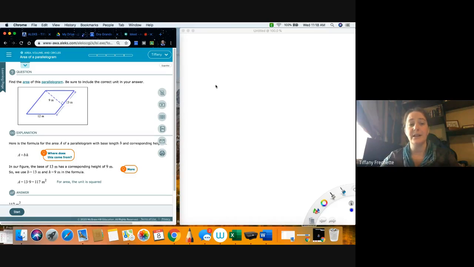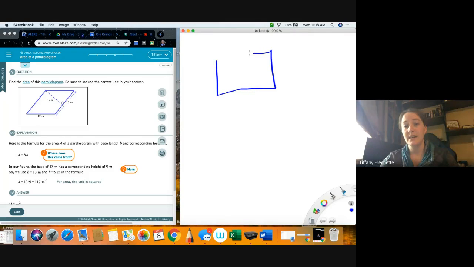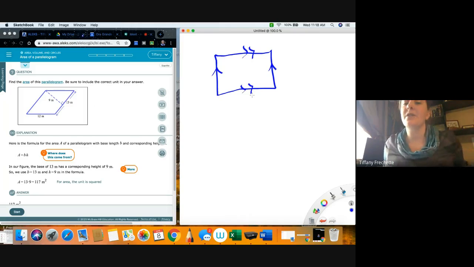And a parallelogram is, if we have a rectangle, this is actually a parallelogram because the opposite sides are parallel. So the left and right are parallel, top and bottom are parallel. That is the basic definition of a parallelogram, that two pairs of opposite sides are congruent. So in order to find the area of a rectangle, we would just do length times width. So we'd have length, width, and then we'd have our area. We go length times width.